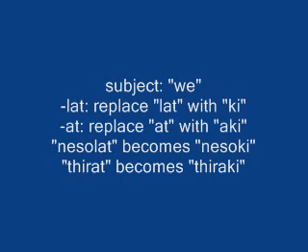Now if the subject is we, if it's an LAT verb, then you replace the LAT with a KI, and if it's an AT verb, you replace it with AKI. Therefore, nesolat would become nesoki, and thirat would become thiraki.